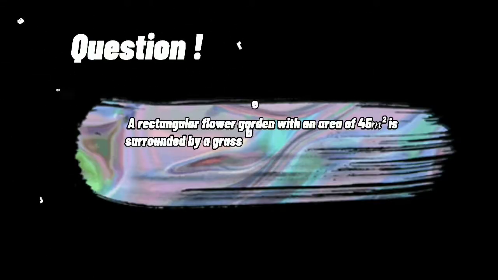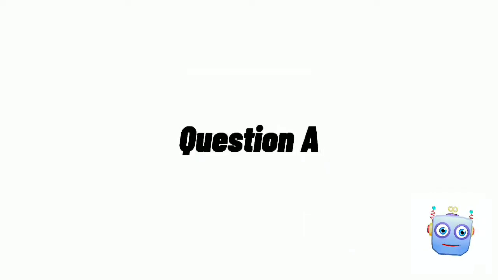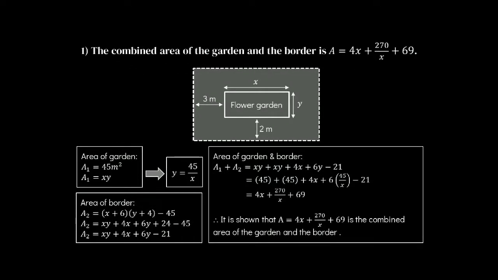So in this slide, I will show the question. The question is: a rectangular flower garden with an area of 45 meters squared is surrounded by a grass border 2 meters wide on two sides. Let x and y be the length and width of the flower garden respectively. So in this question, there are three objectives that we need to solve. So we will proceed with the objectives. For question A, we need to show that the combined area of the garden and the border is the same as this equation, which is A equal to 4x plus 270 over x plus 69.